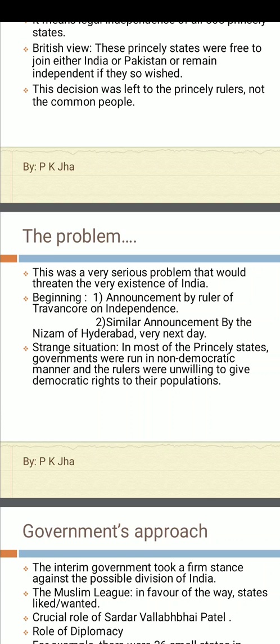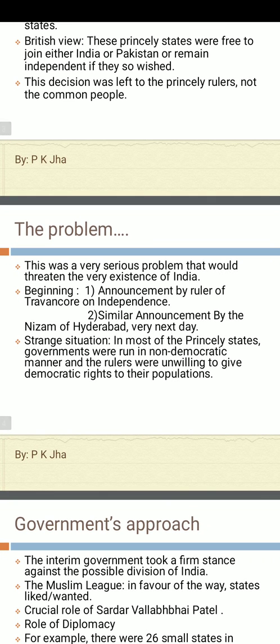These were the possibilities in those days, and the prospects of democracy for the people in these states also looked bleak, also looked very gloomy. This was a very strange situation. In most of the princely states, since Indian independence was aimed at unity, self-determination, as well as democracy. Obviously, we are committed to democracy, and in most of these princely states, governments were run in a non-democratic manner.